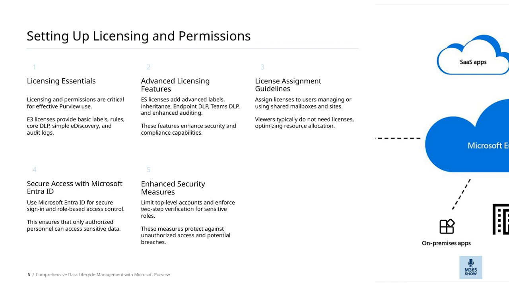Finally, licensing and permissions are fundamental for making the most of Microsoft Purview. For example, E3 licenses provide basic labels, rules, core data loss prevention, simple e-discovery, and audit logs. Understanding these essentials helps us ensure we're properly equipped to manage our data securely and efficiently.